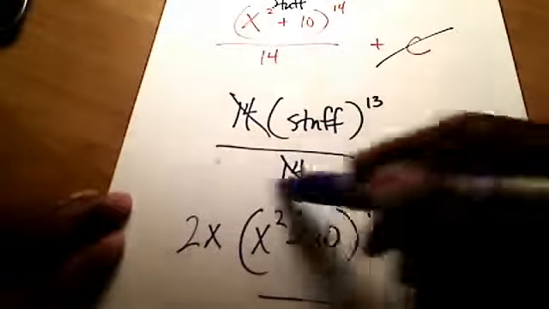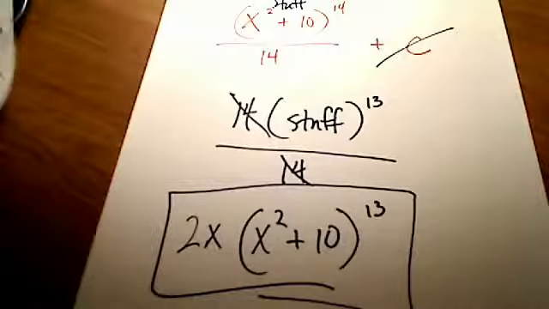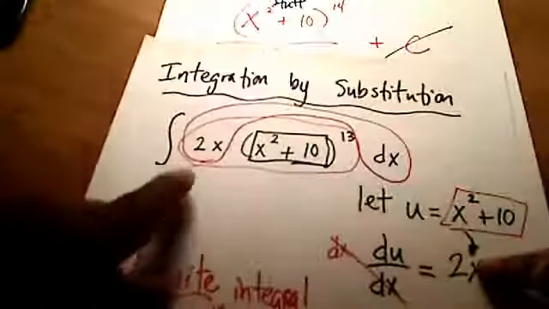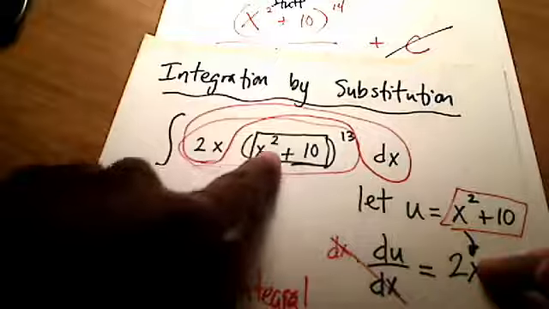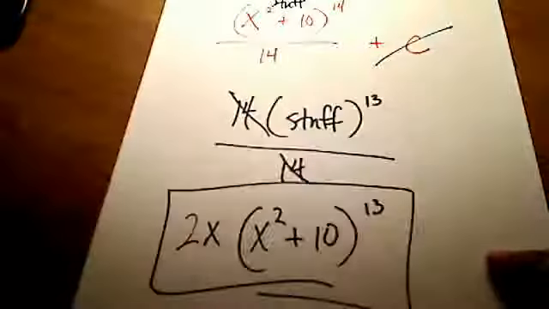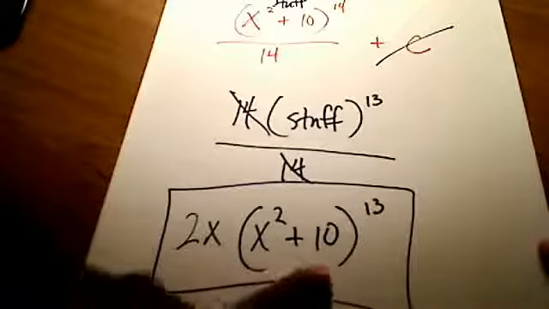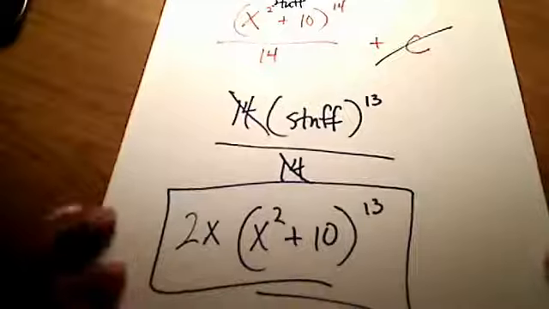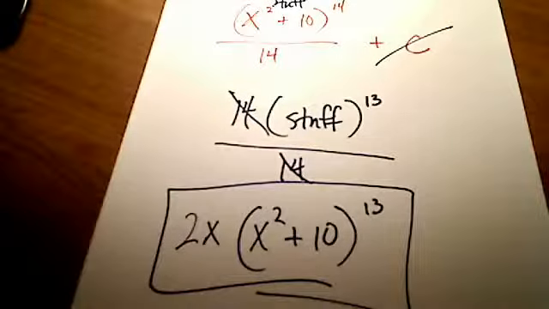So let's see, was this our original integrand? And sure enough it was, right? It was 2x times x squared plus 10 raised to the 13th, and that's what we have, 2x times x squared plus 10 raised to the 13th. So it worked. That's our check. You can always take the derivative of your integral and see if it goes back to your original integrand. Hope that helps.